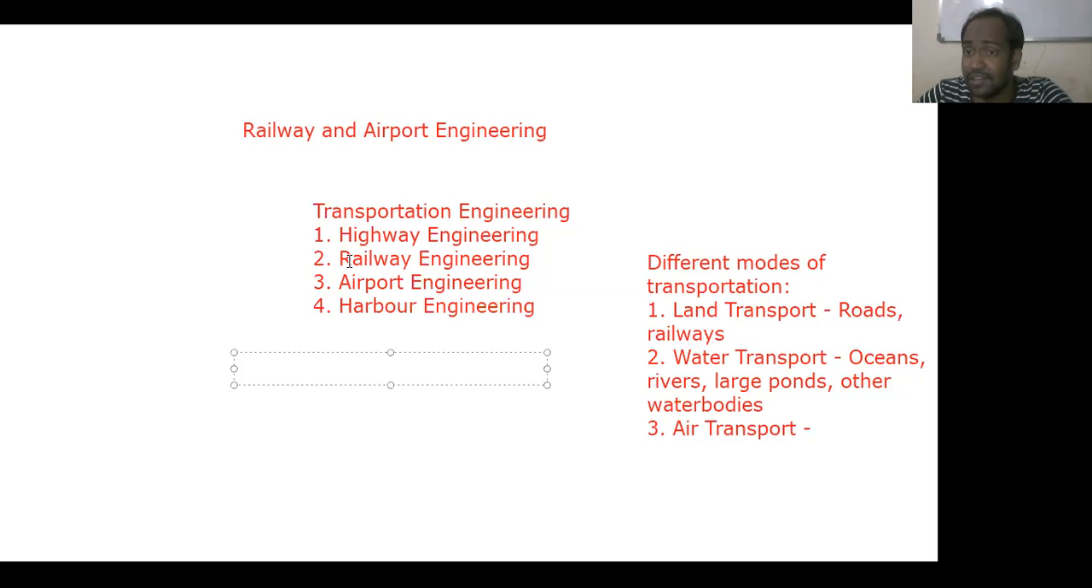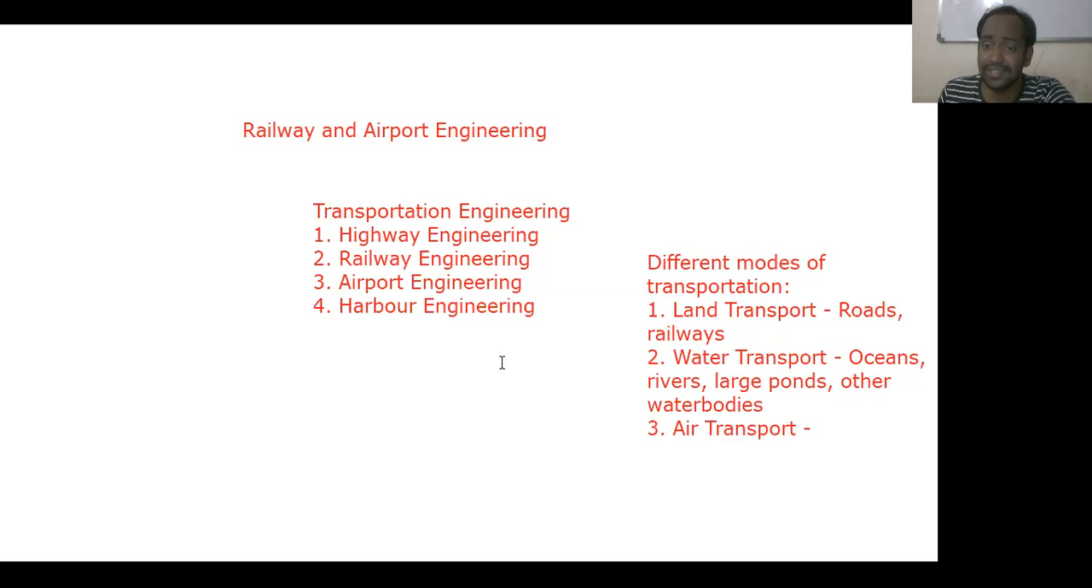Next, railway engineering. The subject which discusses the planning, design, construction, maintenance, and management of rail transport within a country is called railway engineering. The subject which deals with the design and construction of airports and various airport components like taxiway and runway, storage facilities, parking facilities, and facilities for passengers is called airport engineering.